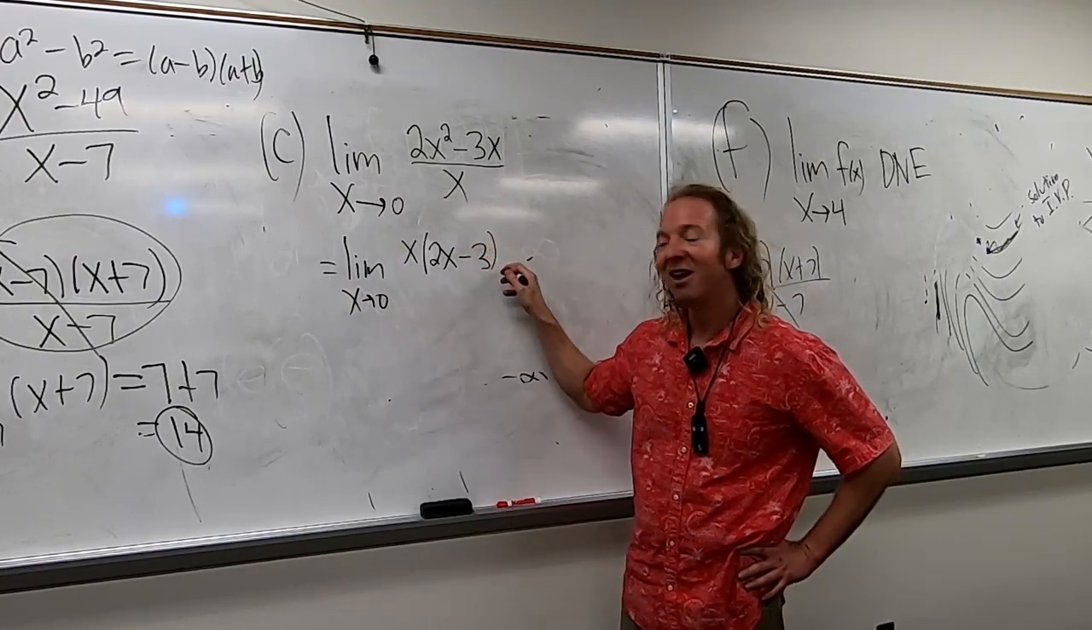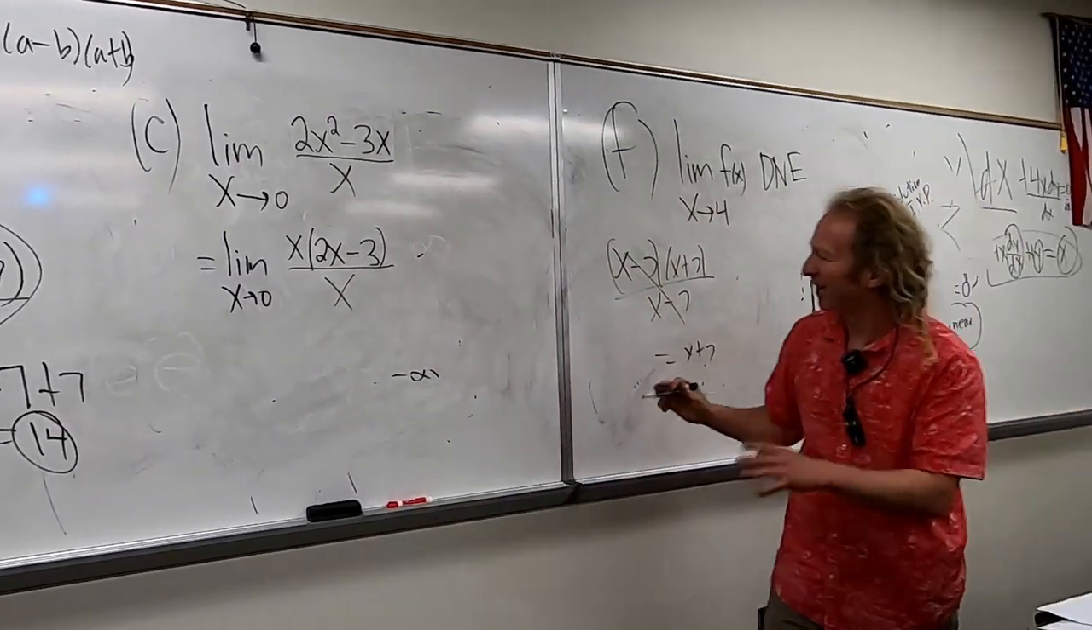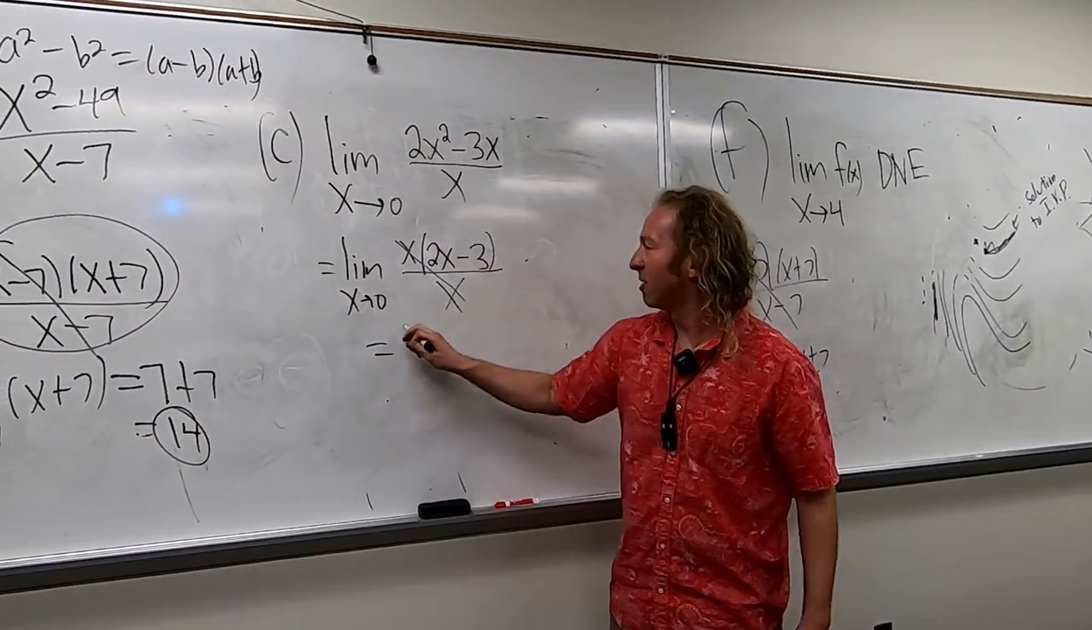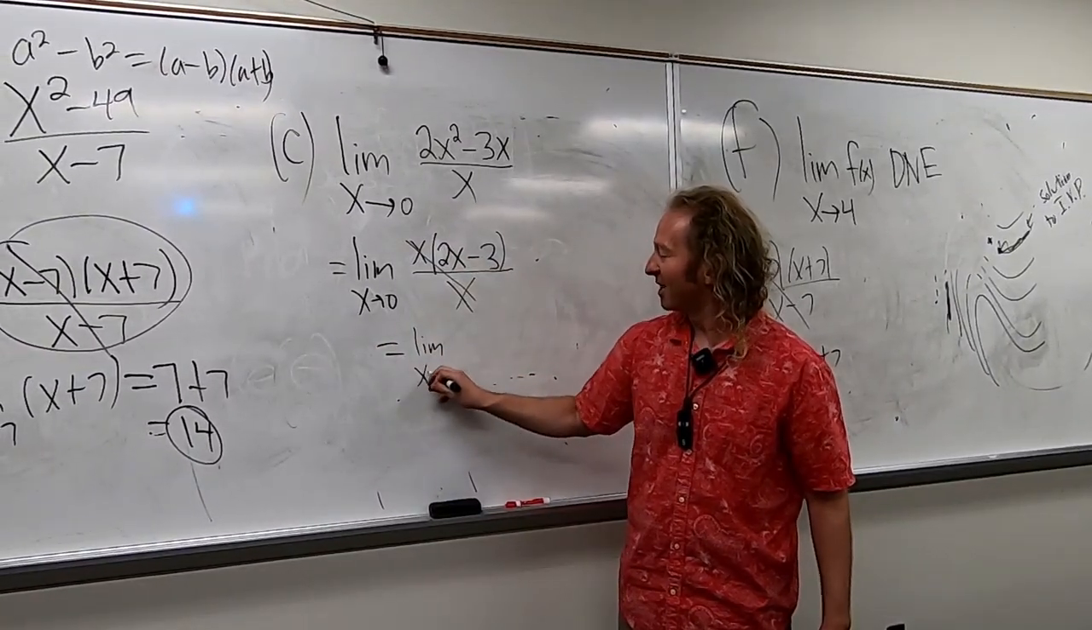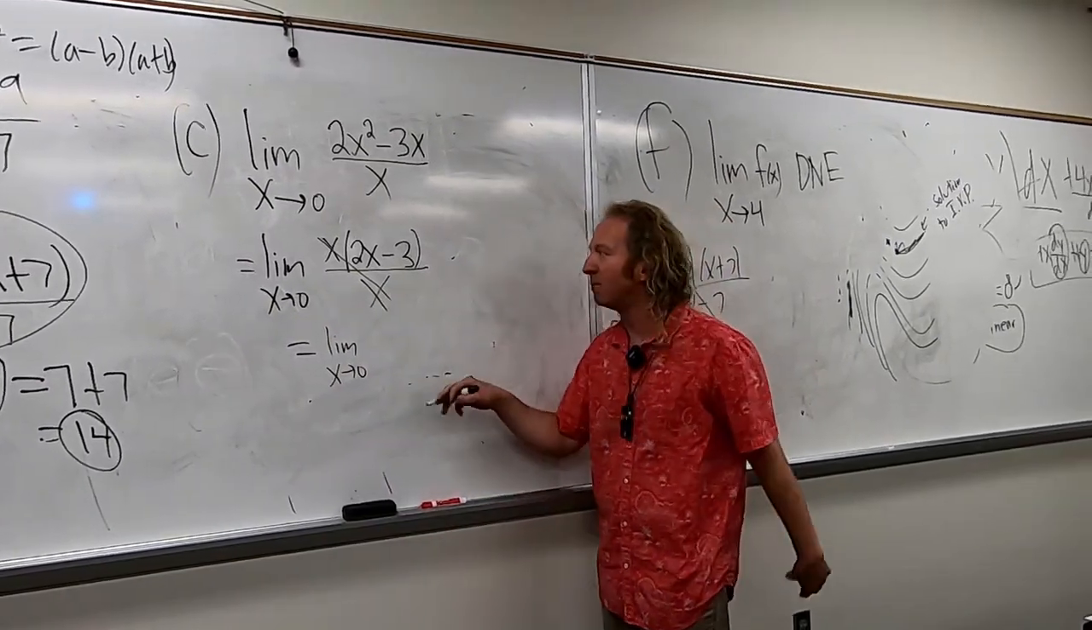The 2 and the 3 are weird, right? I put them there to make it look hard. So limit x to 0. So you still write the limit sign, right? You got to keep writing it. That's the most common way people lose points on the test.